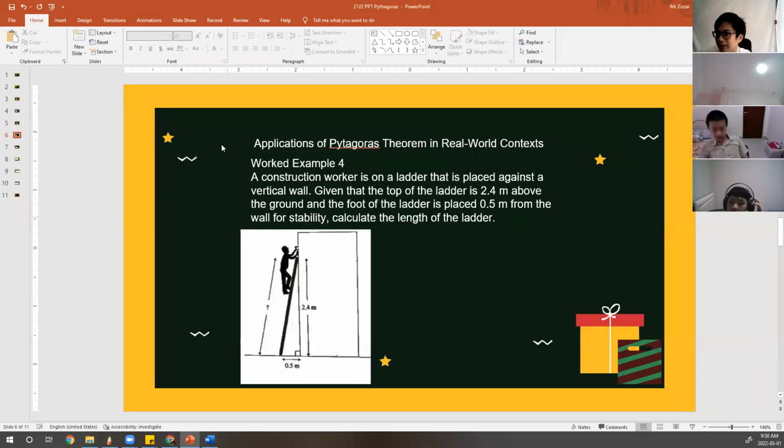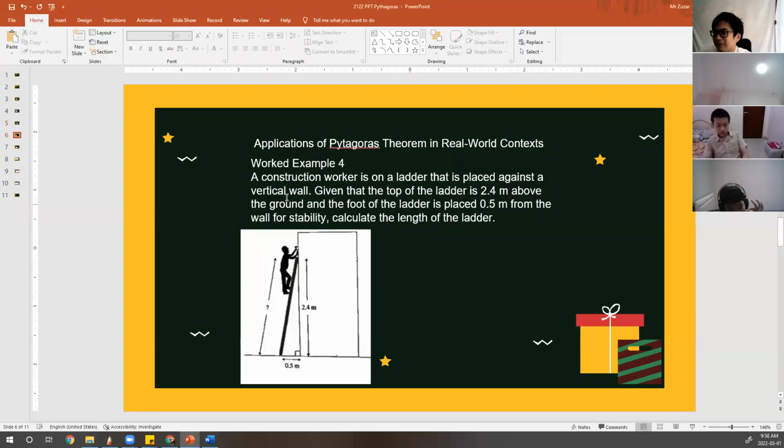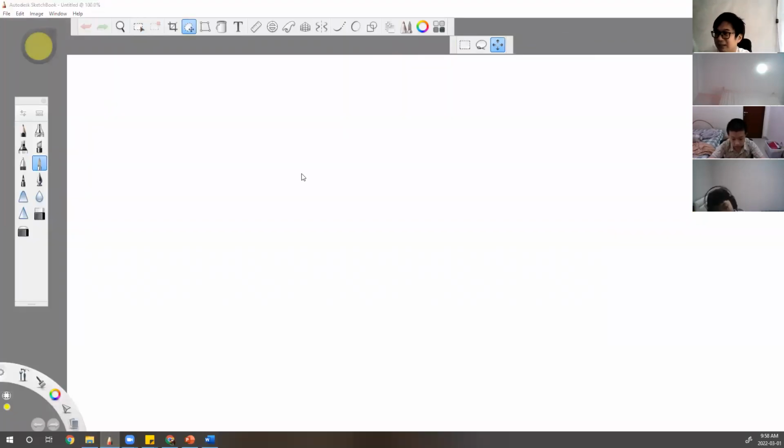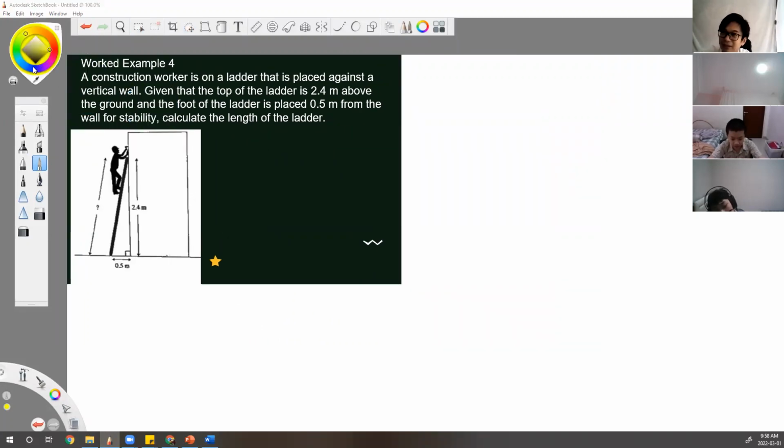Now we go to the applications. Very simple. A construction worker is on a ladder that is placed against a vertical wall. This is the ladder, and the top of the ladder is 2.4 meters above the ground, and the foot of the ladder is 0.5 meter from the wall, for stability. You never put the ladder completely vertical, right? If you put the ladder like this, you will easily slip. If it is too steep, it's not a ladder at all, you cannot reach the higher ground.